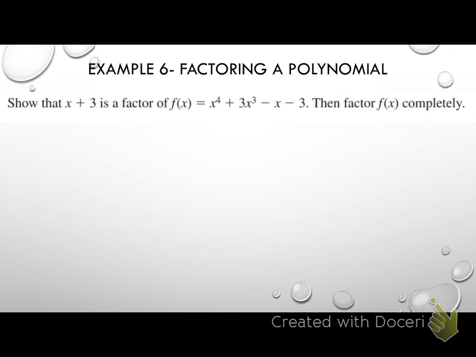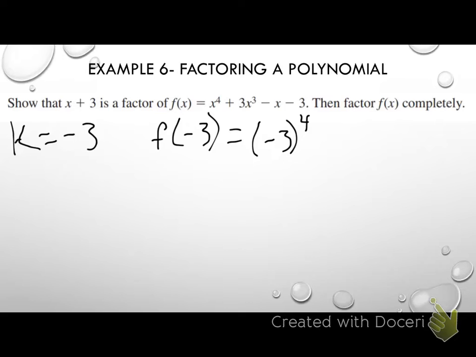Okay, example 6. Show that x plus 3 is a factor of f of x equals x to the 4th plus 3x cubed minus x minus 3. Then factor f of x completely. So do y'all want to use direct substitution or synthetic division? You want to use direct substitution? So my k value is what? -3. So if we're using direct substitution, I'm finding f of -3, which means I'm plugging -3 in anywhere I see x.